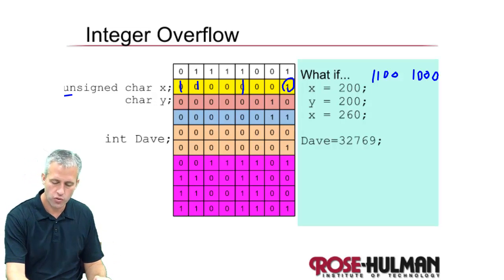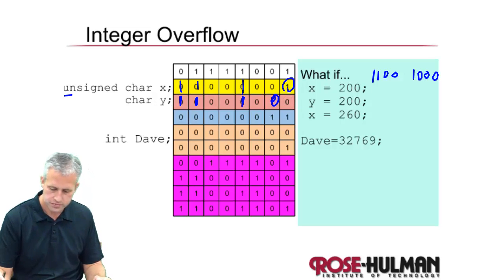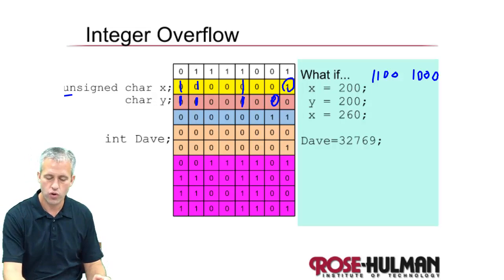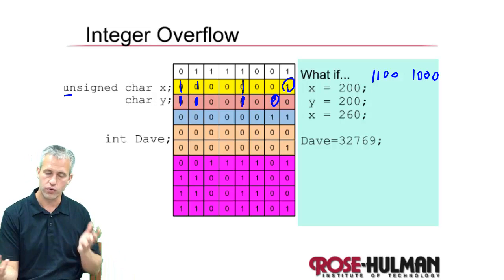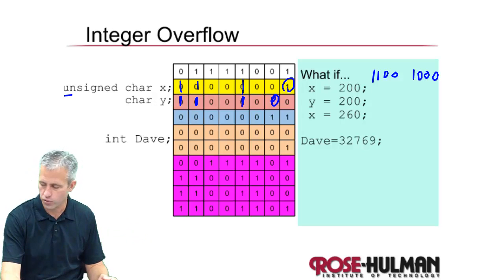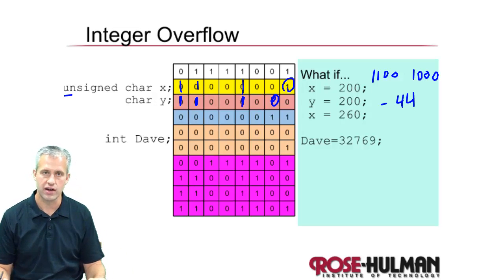If you tried to put 200 into a signed, it would actually put the exact same bits in. Except when you try to pull it out, 200 is outside of the range, right? Because it went from negative 128 to positive 127. When you try to pull it out, I think it comes up to be like negative 44. That's the number you actually get out because it was too big.